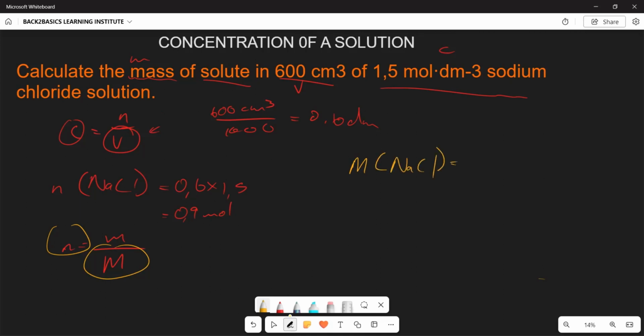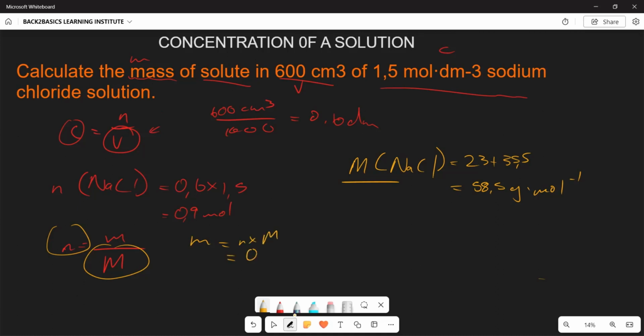So what is going to be your Na? Your Na is 23 plus 35.5. So this is going to be 58.5 grams per mole, because that's how we measure our molar mass. And then after that, we are going to say, look, our mass is therefore going to be given by the mole multiplied by the molar mass.